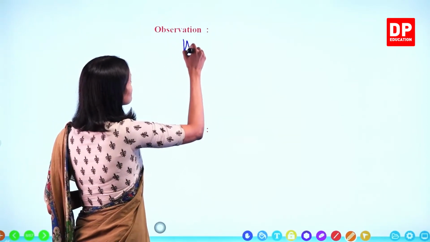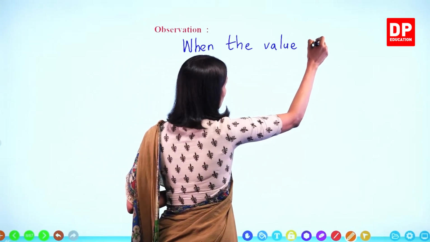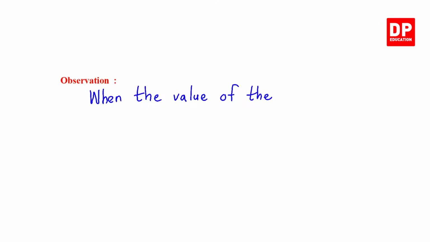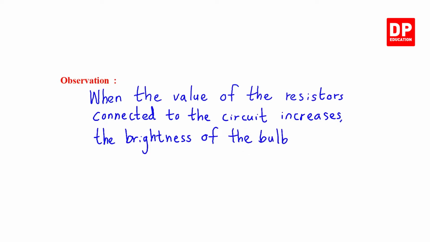Observation. When the value of the resistors connected to the circuit increases, the brightness of the bulb decreases.